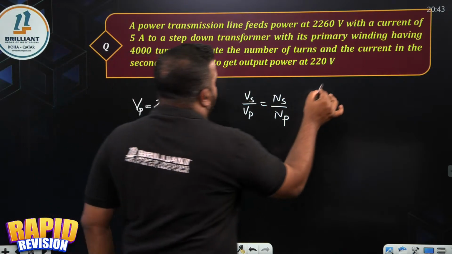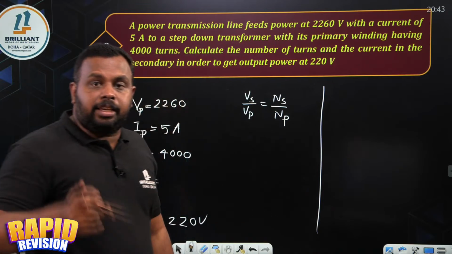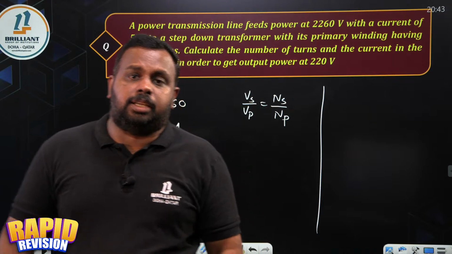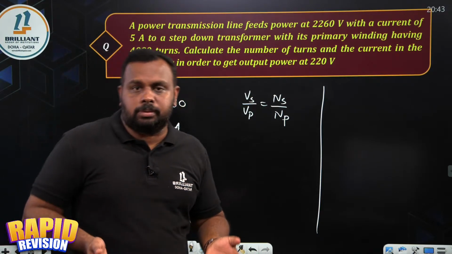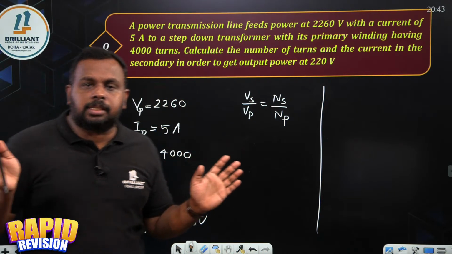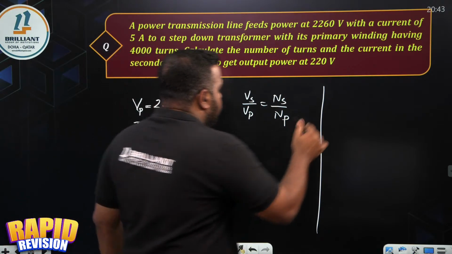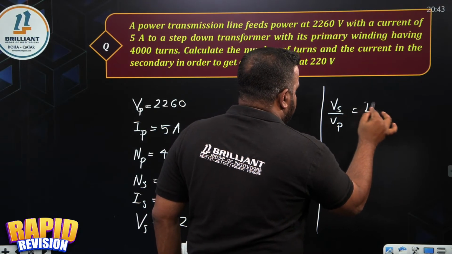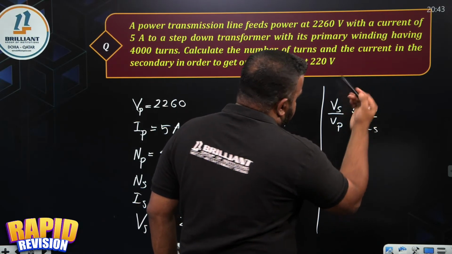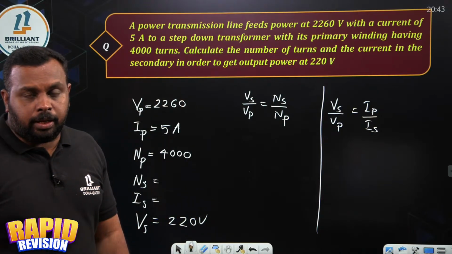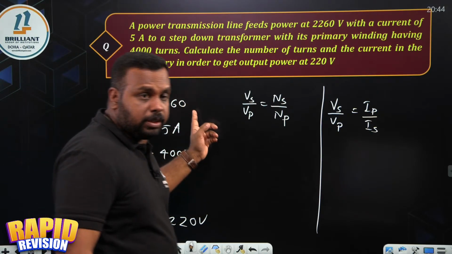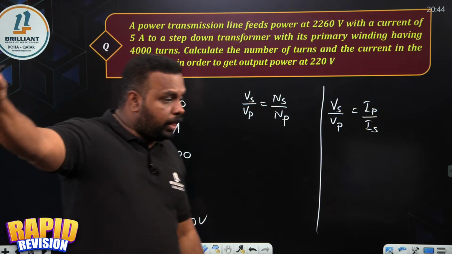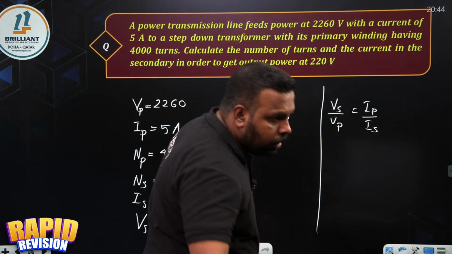And the second question is for finding what? Current in secondary. Here, if you read this question, you can see that they did not say anything about the efficiency, and they did not say anything about the loss of the transformer also, which means you can consider it as an ideal transformer. So you can use the relation Vs by Vp is equal to Ip by Is and find the current in secondary. If efficiency is given, as I told you in the previous slide, you have to use the formula for efficiency for finding the current.